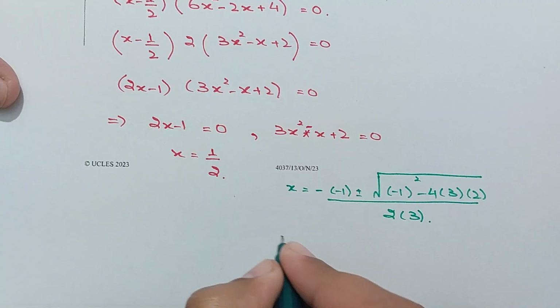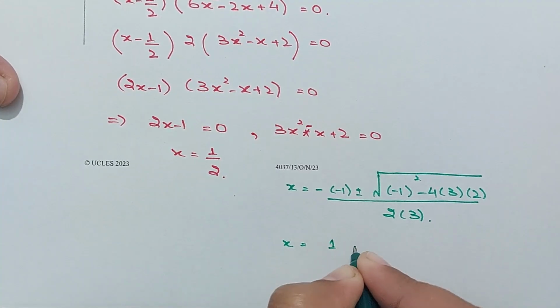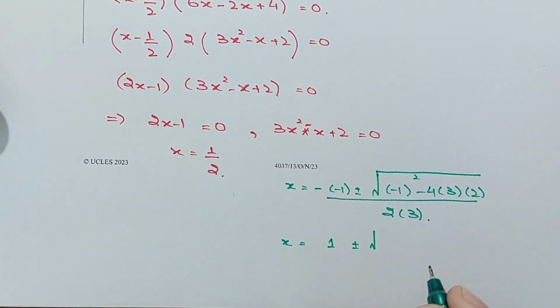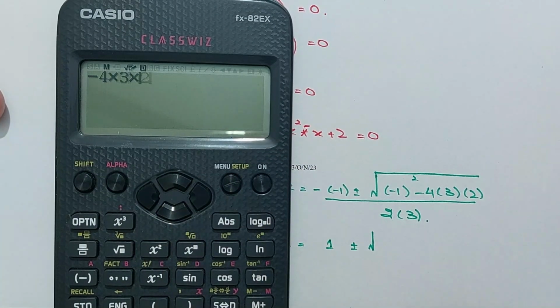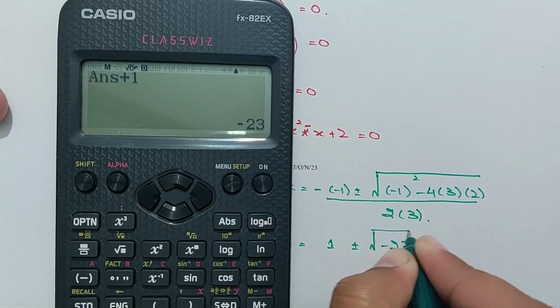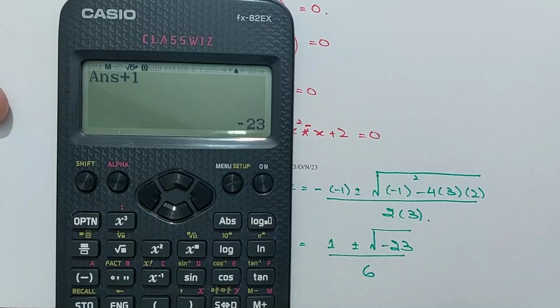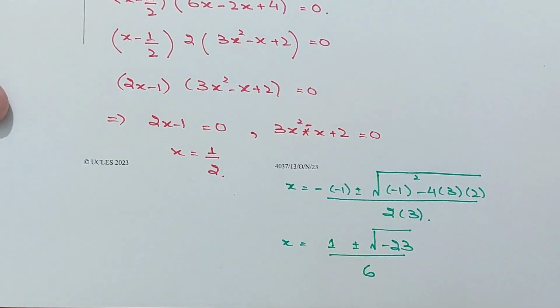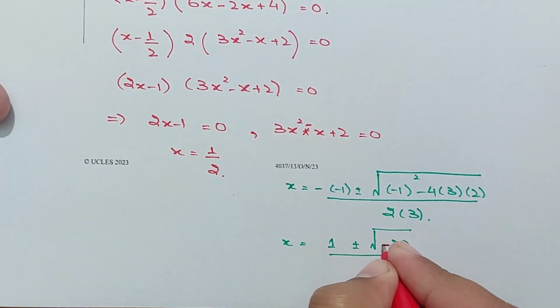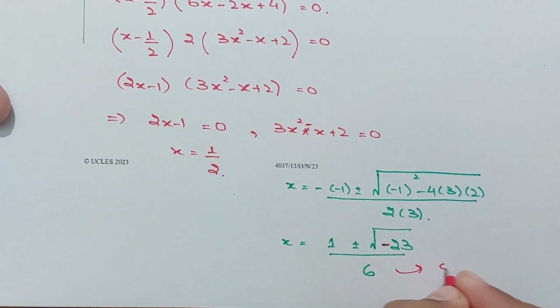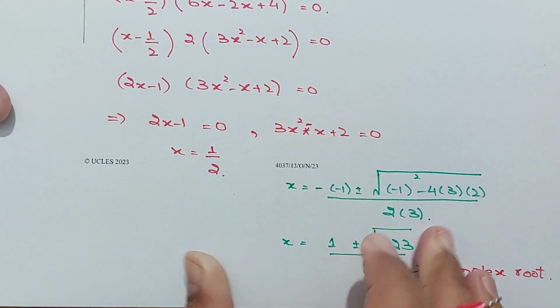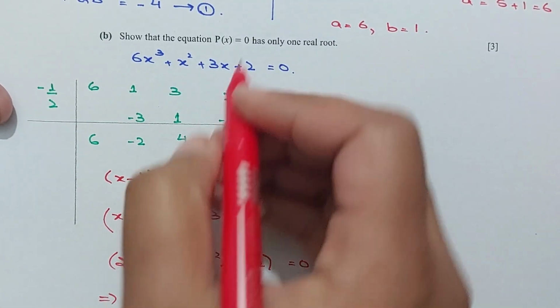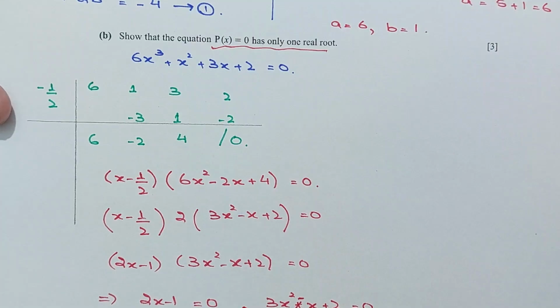So here we have x is 1 plus or minus the square root, let me simplify, minus 4 times 3 times 2 and add 1, this is minus 23, divided by 2 times 3, which is 6. The square root involves a negative sign, and when it has a negative sign, it involves iota. So these are the two complex roots. We can say the only real root is 1 by 2. So it is proven that the polynomial p of x equals 0 has only one real root.